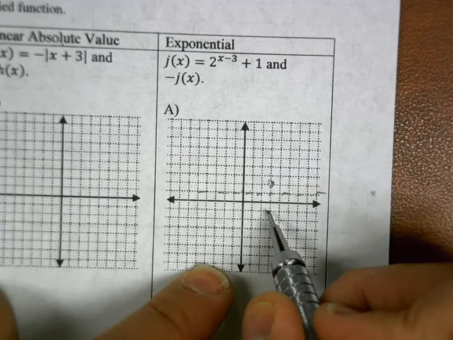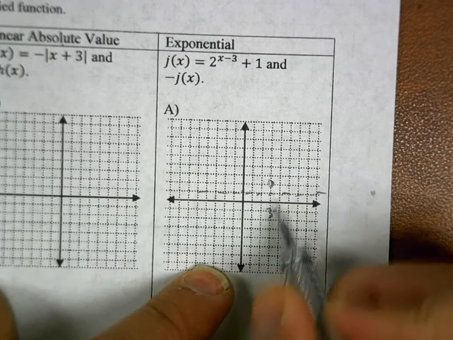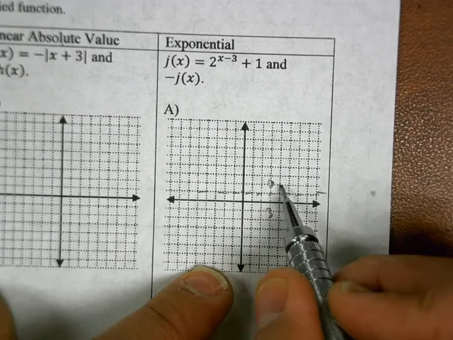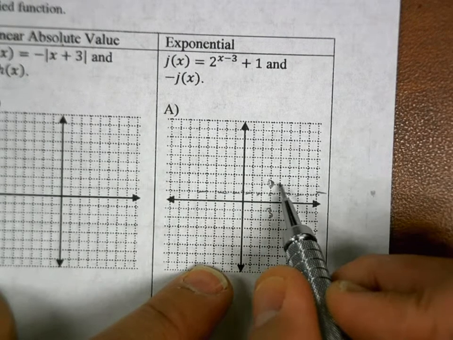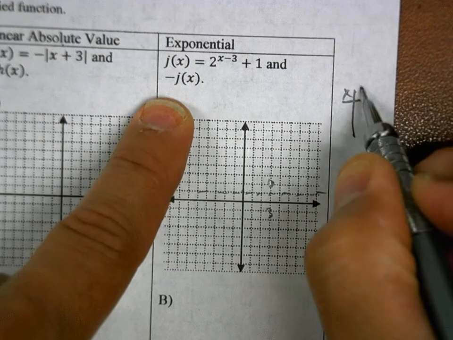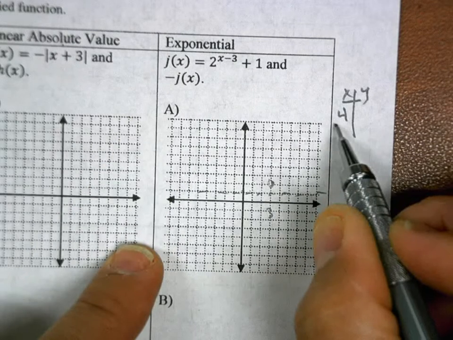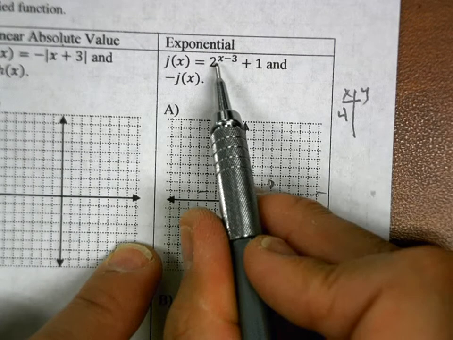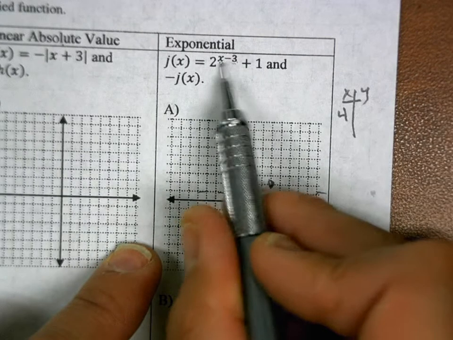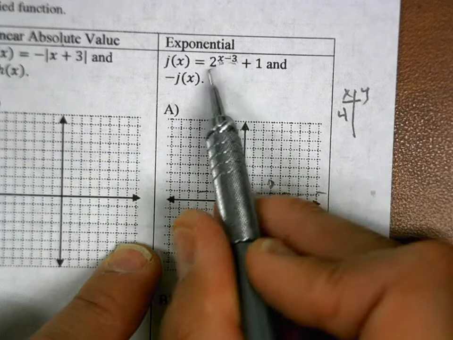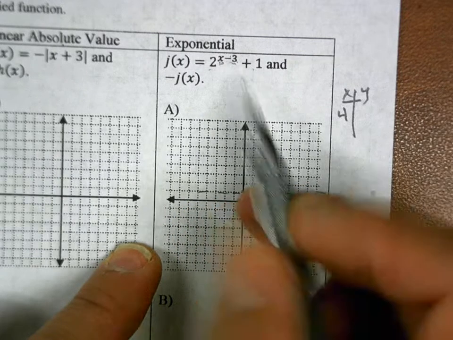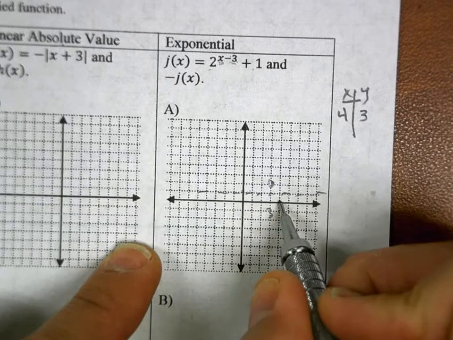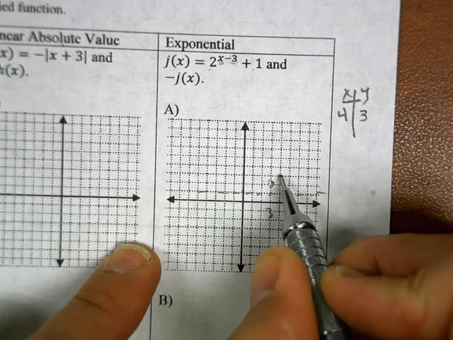So what do you want to plug in? This is right at 3 here. X equals 4. Let's pick one this way. We might pick another one, but let's pick 4 for x. So 4 minus 3 is 1. 2 to the first is 2. 2 plus 1 is 3. There we go, 4 comma 3. Let's plot it. So 4 comma 1, 2, 3. There we go.